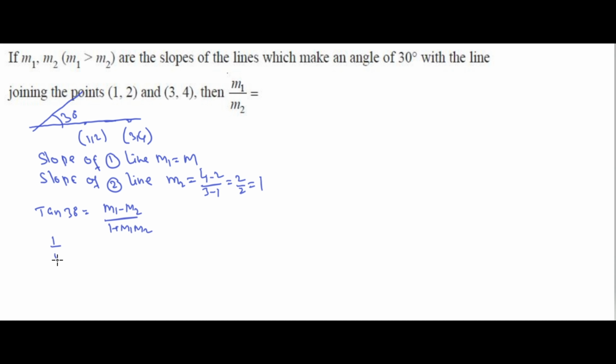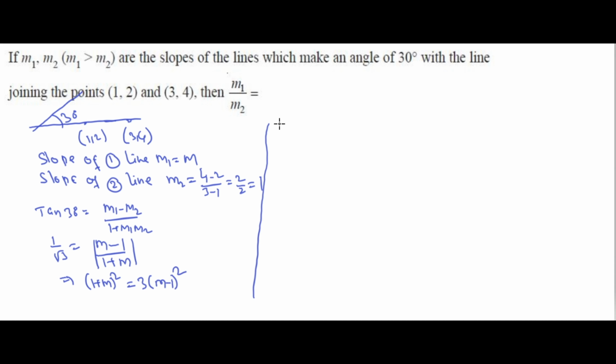Tan 30 is 1 by root 3, that is equal to m1 value m minus m2 value 1 by 1 plus m into 1, that is m, modulus of. So take cross multiplication and squaring, that is 1 plus m whole square is equal to 3 into m minus 1 whole square.